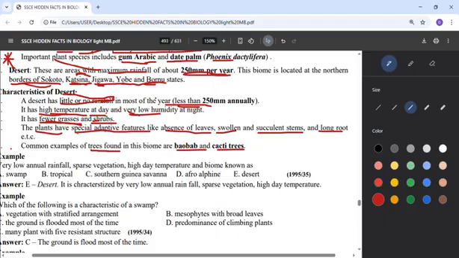The plants that you now see have special adaptive features like absence of leaves, then swollen and succulent stems and long roots, etc. So all these are found in desert plants. There are common examples of trees you can find in deserts. We have baobab and cacti. C-A-C-T-I. So that's cacti.